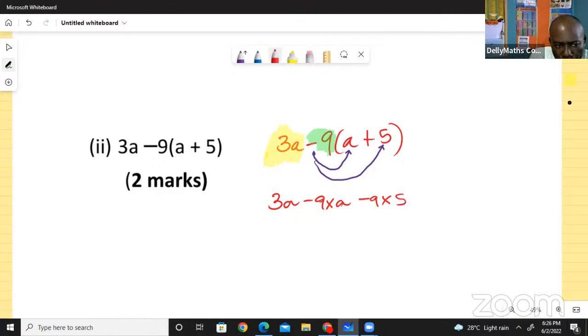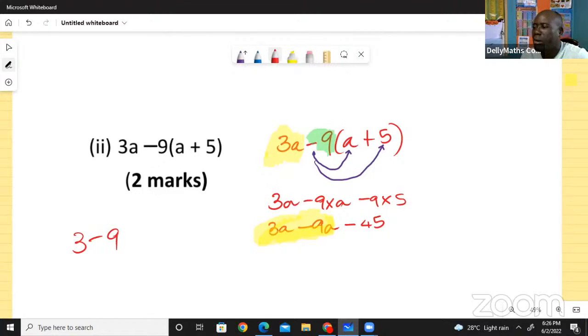Now let's put this down. The 3a is still there, but the -9 times a is -9a, and the -9 times 5 is -45. So we have 3a minus 9a, and this is where we're going to collect like terms, putting things together that are alike. Think about this. If you have 3 minus 9, think about how it sounds to yourself and you realize that's a -6, because 3 and then a -9. So 3a minus 9a will give us -6a, and then the -45 must be written.